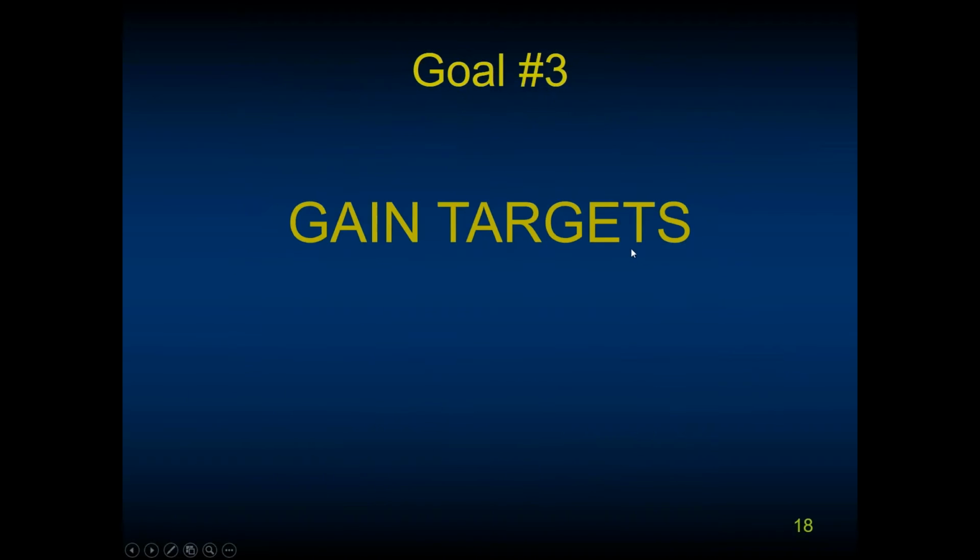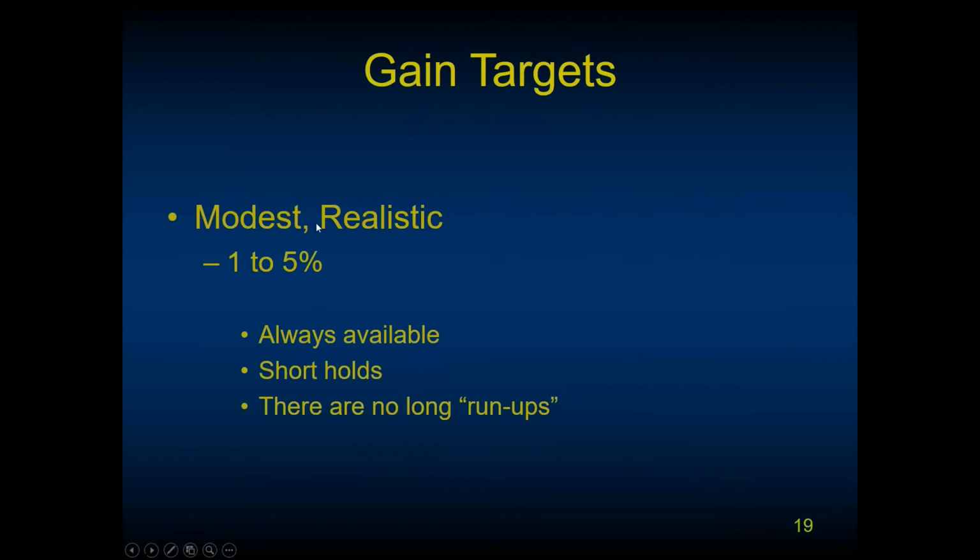Now, the third goal we wanted to settle on ahead of time was gain targets. And as you can see from what I've said so far, we believe in modest and realistic gains. We're into systematic trading. We're looking for gains that you can find any day, any market, and there are always gains out there of 1 to 5%. They're always available, so let's just go and find them. That was our mindset going into this. You can make 1 to 5% in a day or two. You don't need to have a long hold.